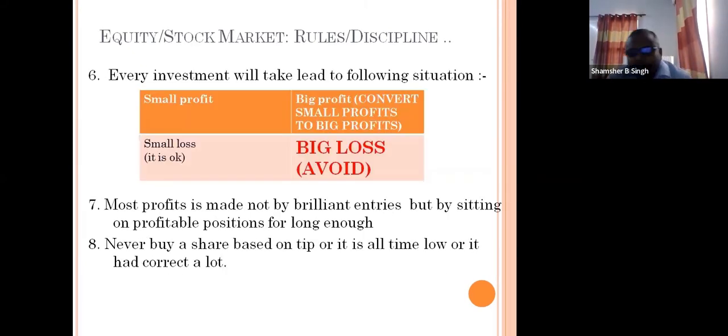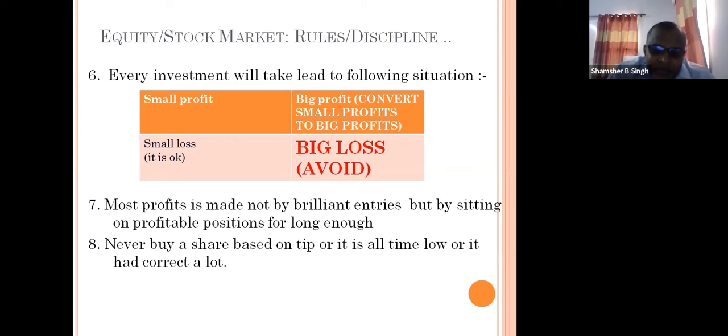Whenever we do investing, our investment could land up in four scenarios. Either it lands with a small profit, or it gets converted into a big profit, or it gets to a small loss, or it can get into a big loss. For example, I bought a share, it rose 10%, it's a small profit. It went down 10%, it's a small loss. The stock went double or triple, it's a big profit. And the stock fell 50%, it's a big loss.